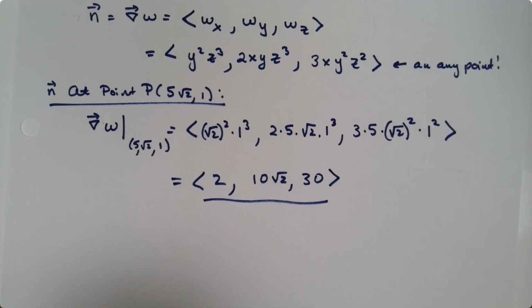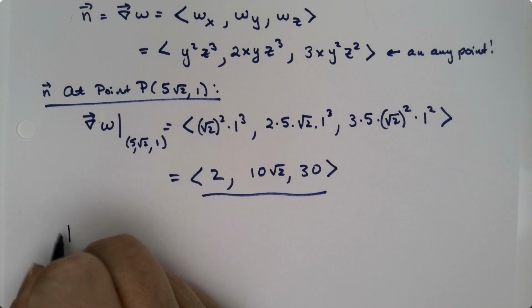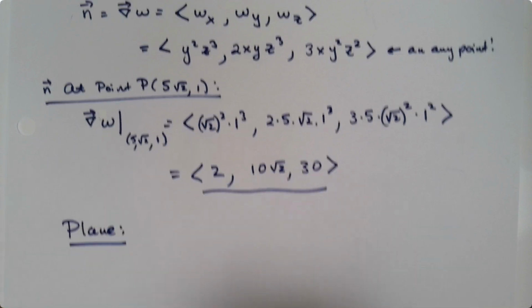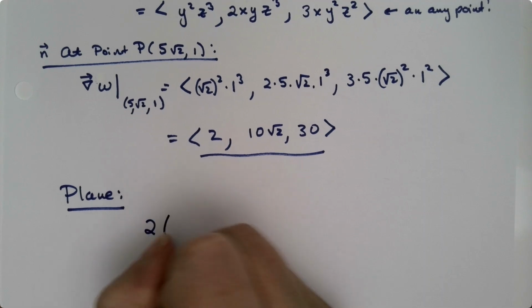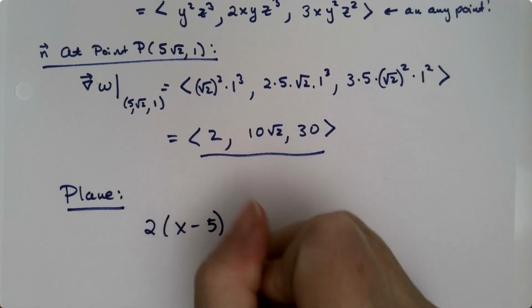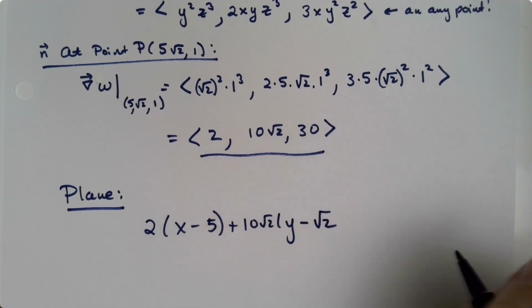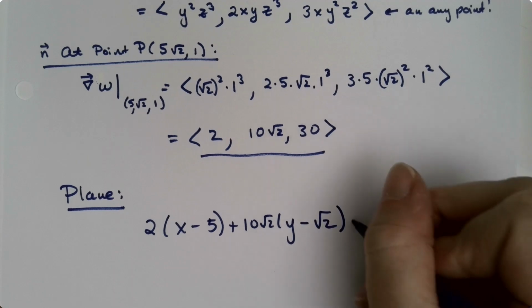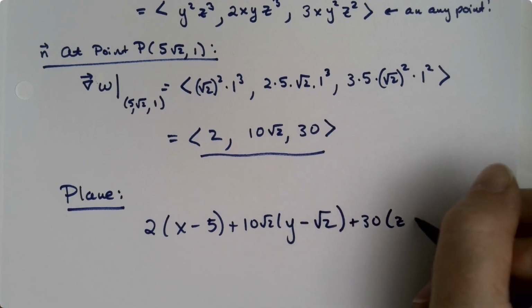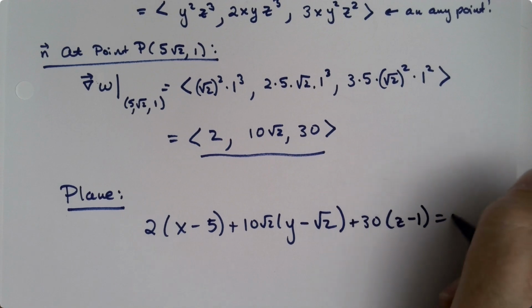So now for the tangent plane, it would be 2 times (x minus 5) plus 10 square root of 2 times (y minus the square root of 2) plus 30 times (z minus 1) equals 0.